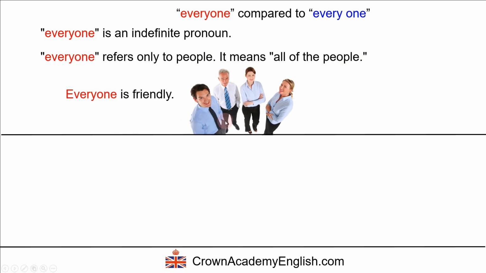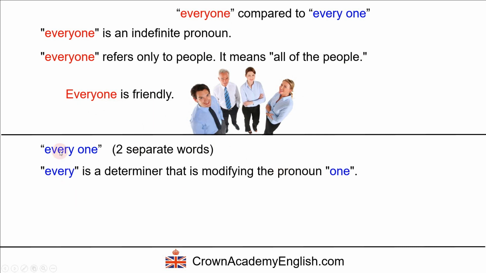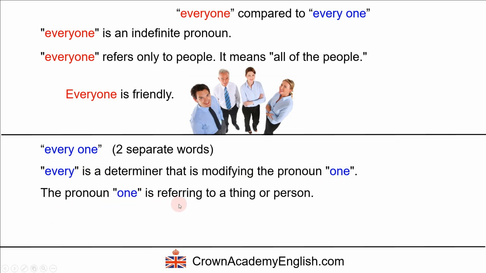An example that you've already seen: everyone is friendly. So you already know this. Now, let's look at this. Every one. The first thing to realize is that this is two separate words. The first word, every, is a determiner, and it is modifying the pronoun one. Remember, a pronoun replaces a noun. So what is this replacing? Well, the pronoun one is referring to or replacing a thing or person.